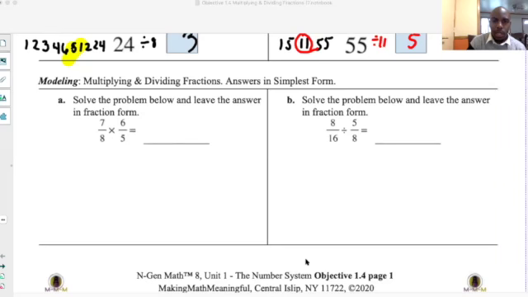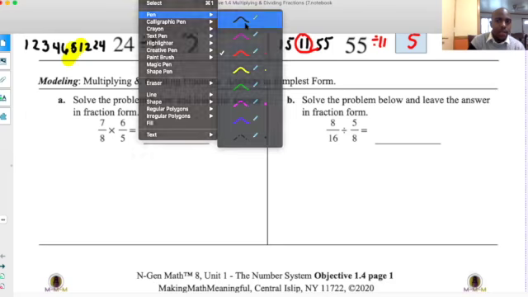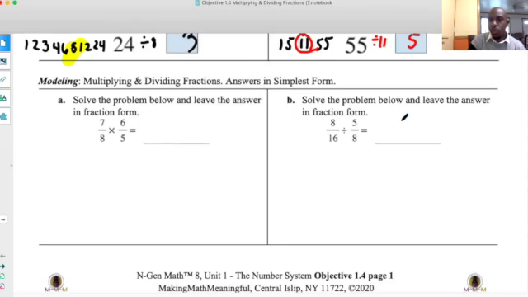So let's look at the modeling on the bottom. The first one says 7 over 8 times 6 over 5. Now this is multiplication, and honestly, this one is going to be a lot easier than when I go to B. The beauty about this one is that we're going to multiply straight across. When we think about multiplying fractions, they do not need to have a common denominator. All you think about here is I'm going to multiply the numerator times numerator, denominator times denominator. So let me just do that piece by piece for you.